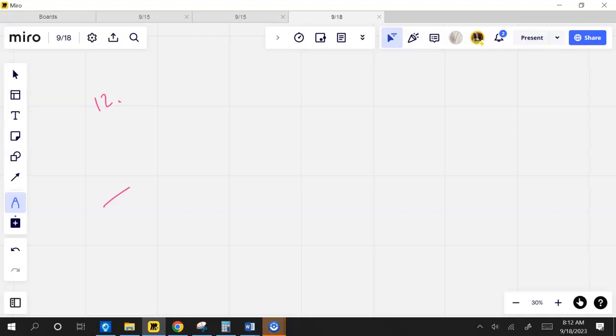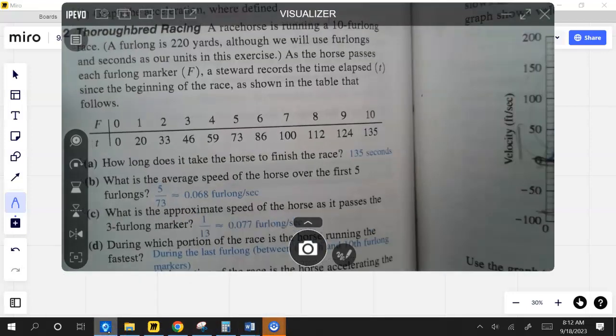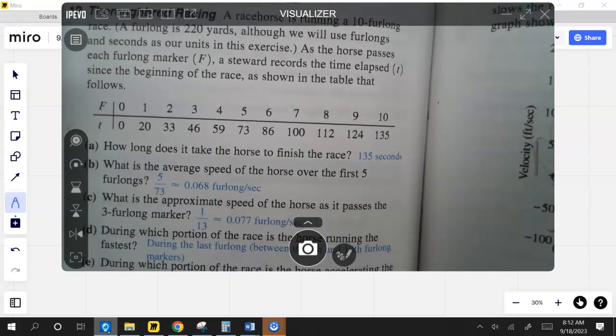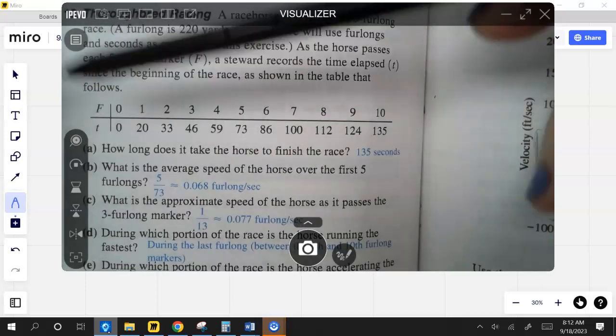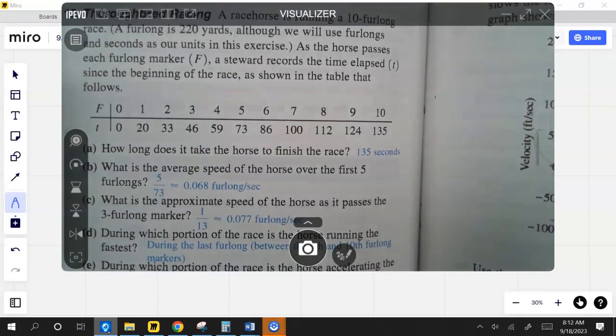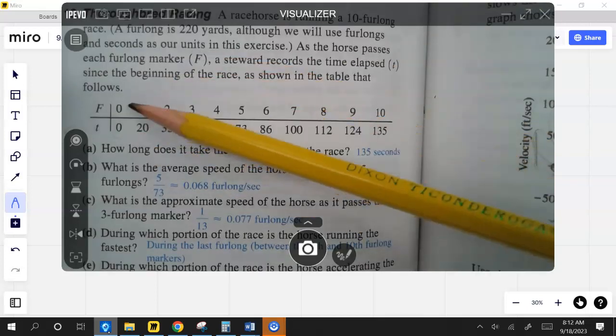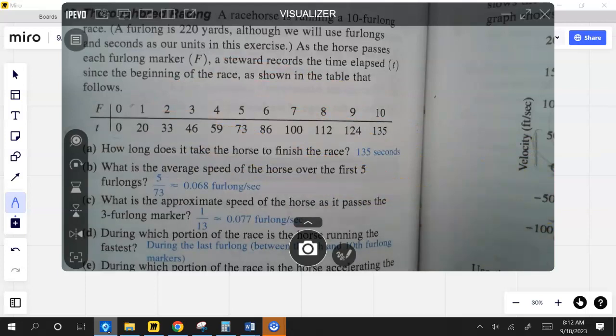Speed of the horse over the first 5 furlongs. From here to here, please. It's just AROC, right? It should be, it's y2 minus y1 over x2 minus x1.